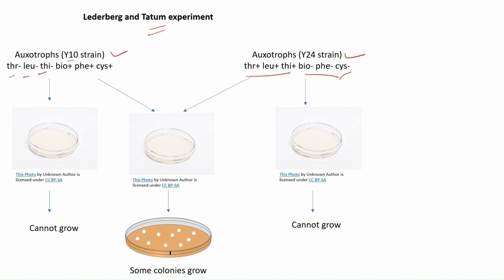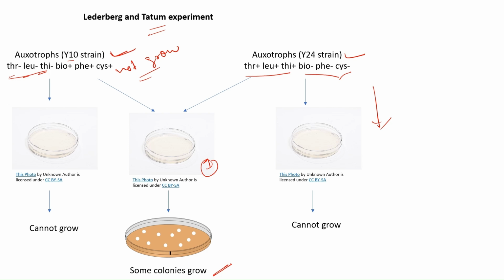Now, when they are placed on the minimal medium, what do you expect? Auxotroph 1 will not grow because, as we learned, an auxotroph cannot synthesize all the essential elements needed for growth, and this one cannot synthesize threonine, leucine and thymine. Auxotroph 2 will also not grow on the minimal medium because it cannot synthesize biotin, phenylalanine and cysteine. But it was observed that when both the bacterial strains are added on one plate, we found some colonies grow. Now, why do some colonies grow? They should not grow because half of the auxotrophs lack threonine, leucine, thymine, and half lack biotin, phenylalanine and cysteine. But we found some colonies.